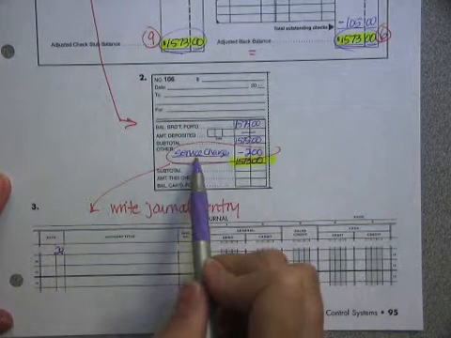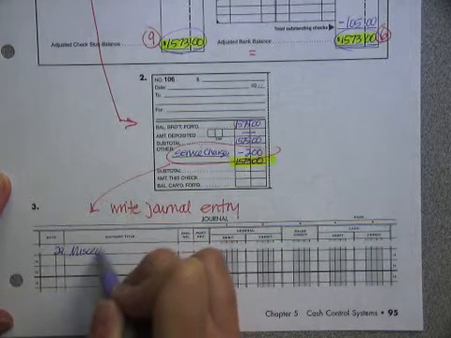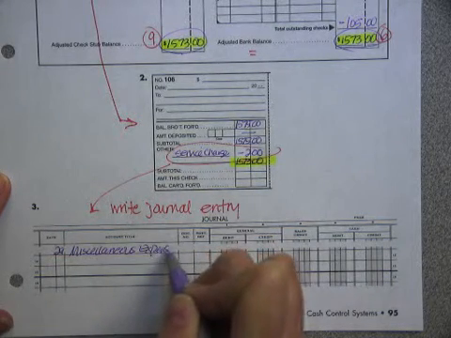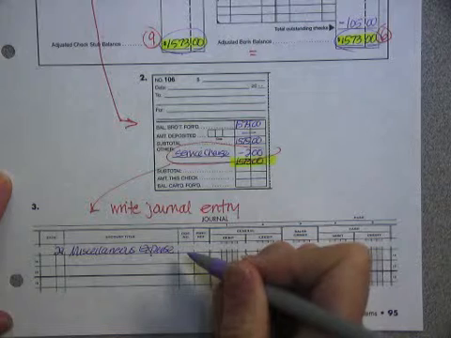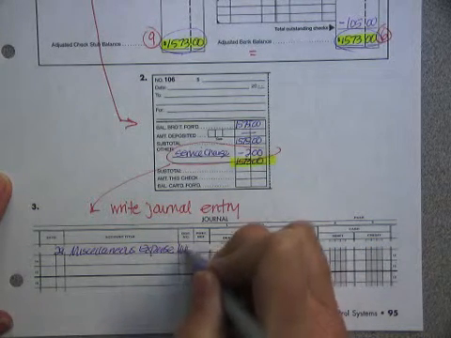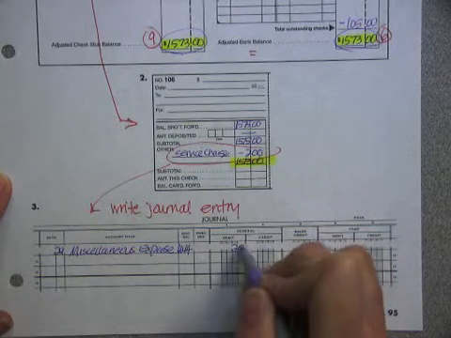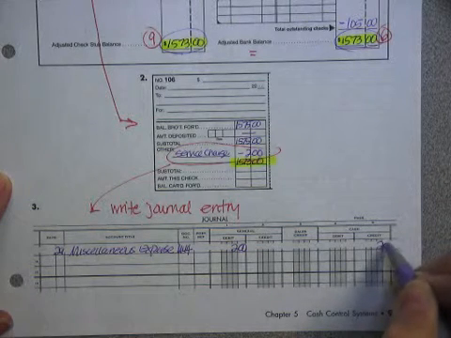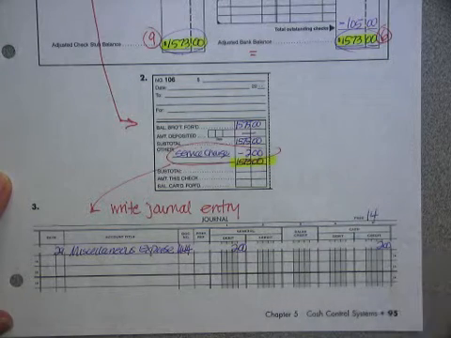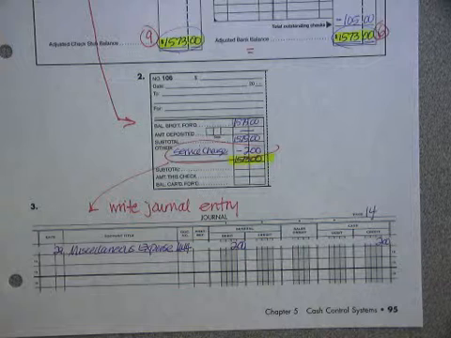And a service charge is miscellaneous expense. And the source document is Memo 44. That's what the book gave us. And it's a general debit for $2 and a cash credit for $2. And they said to do that on page 14 of the journal. And those are all the steps that we do in the reconciliation process.